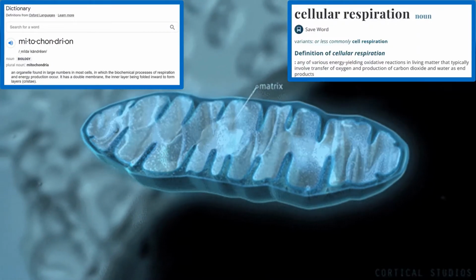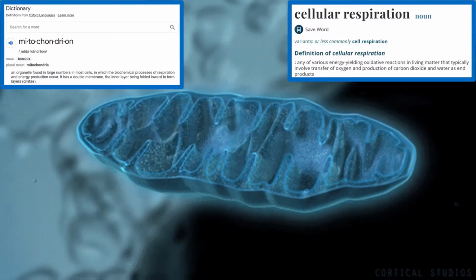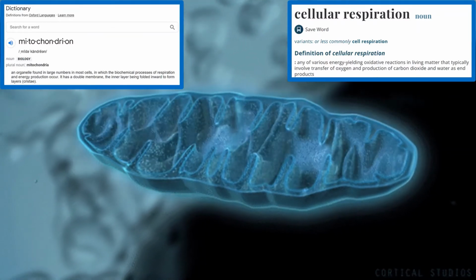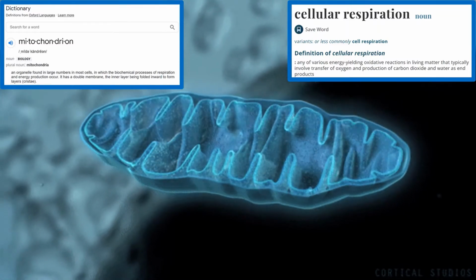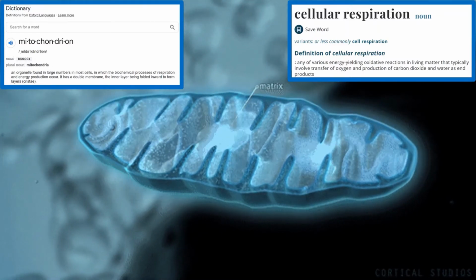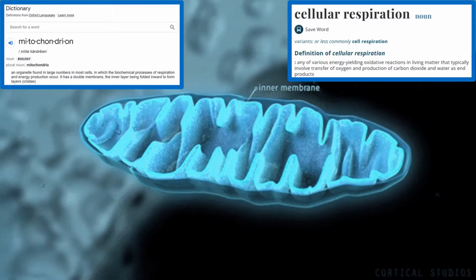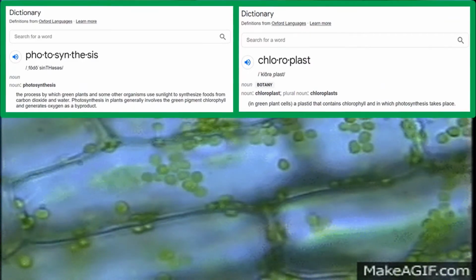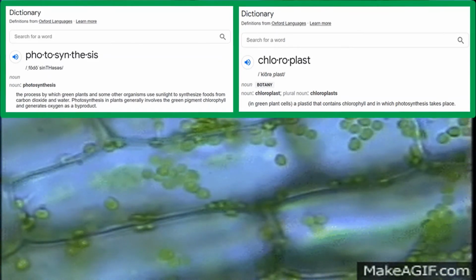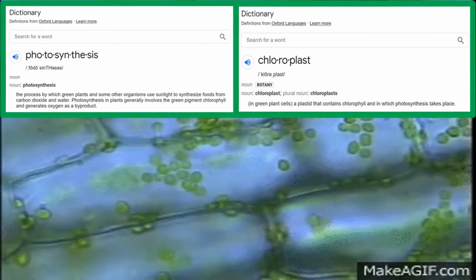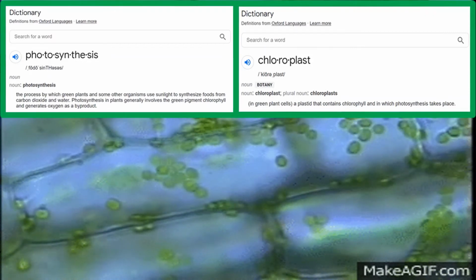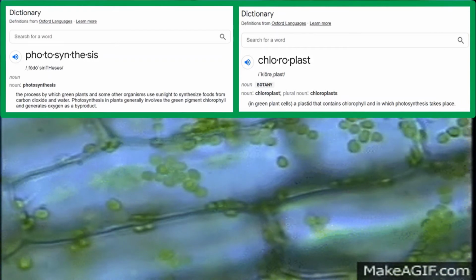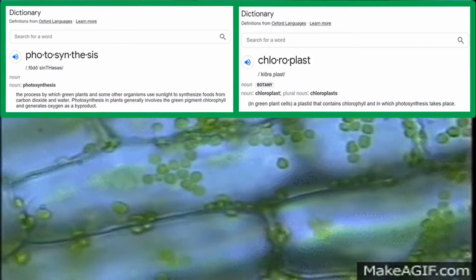Next, mitochondria and cellular respiration, which we've discussed. This is a cross-section of the mitochondria. It is the thing that breaks down food into energy through the process of cellular respiration. So again, mitochondria is where cellular respiration happens. In plant cells, you're going to have chloroplasts. Chloroplasts are where photosynthesis happens, which is again taking sunlight, water, and carbon dioxide and converting it into food, or glucose, and oxygen.